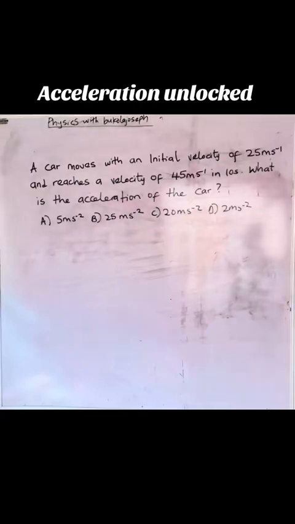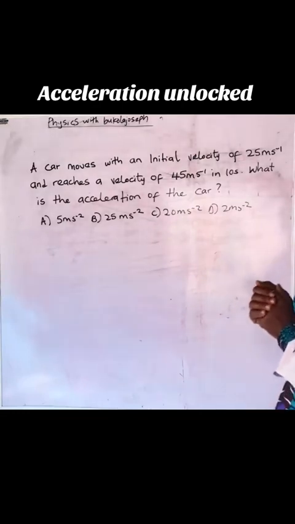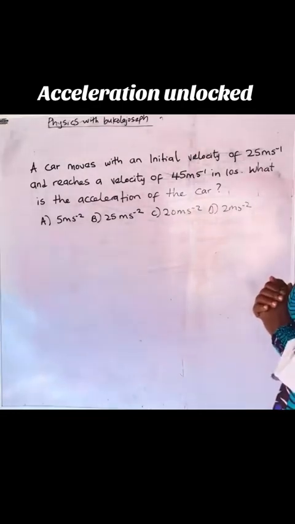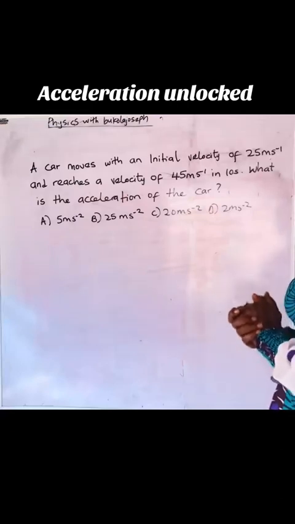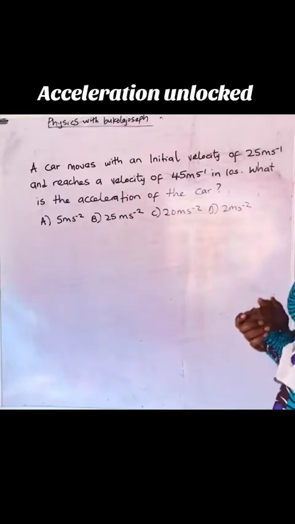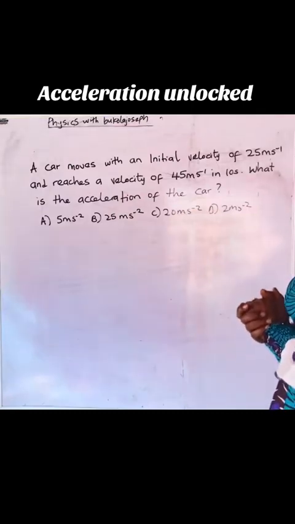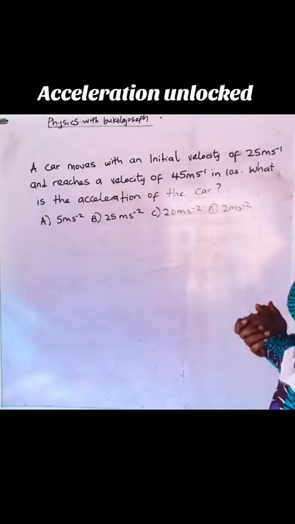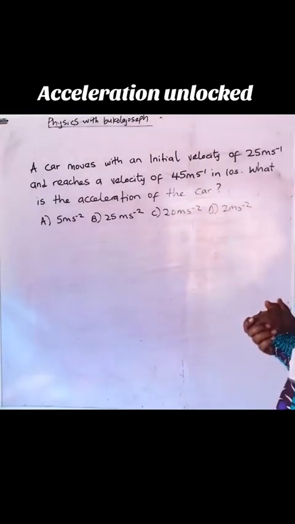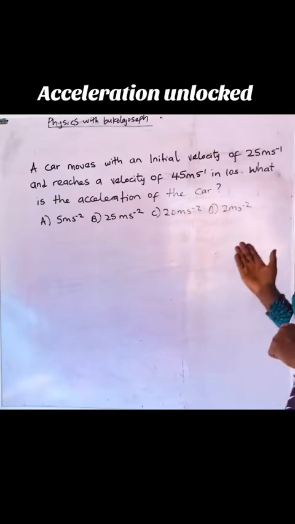So we have another question on the board. It says a car moves with an initial velocity of 25 meter per second and reaches a velocity of 45 meter per second in 10 seconds. What is the acceleration of the car? A. 5 meter per second square. B. 25 meter per second square. C. 20 meter per second square. And D. 2 meter per second square.